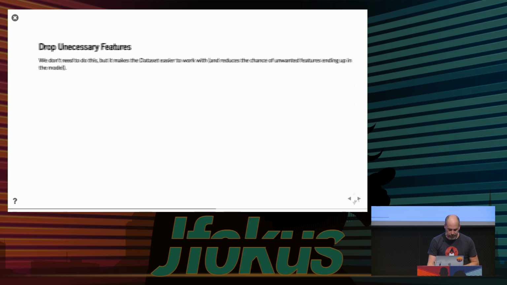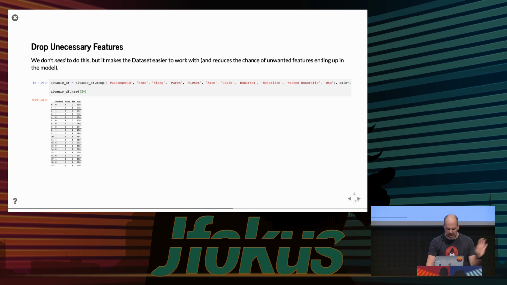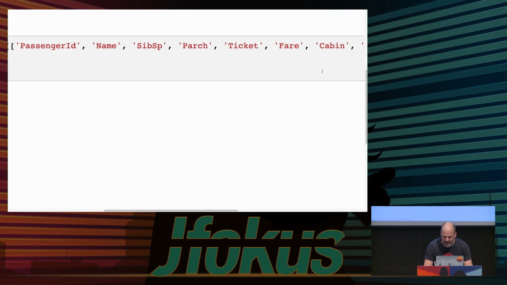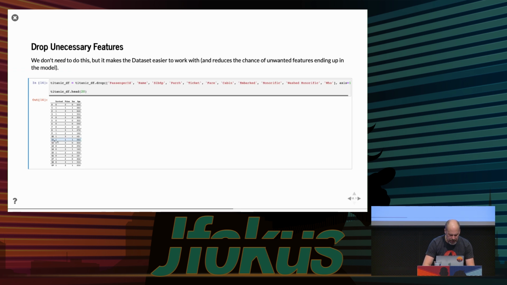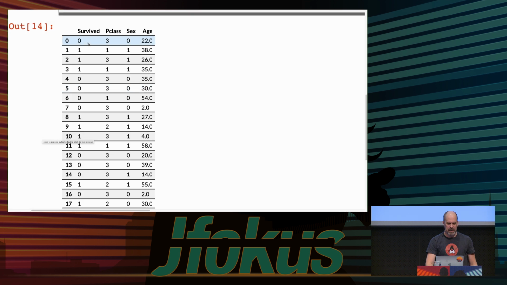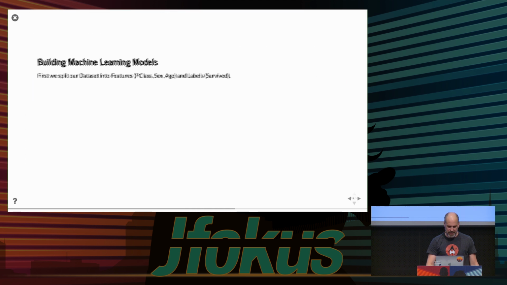So I'm going to carry on and make my decision tree. Get rid of all the features I don't need. I don't want them in my model. So all the stuff like name, ticket, fare, cabin, that's all going. I just want the simple stuff. And I end up with whether they survived or not, the class, the sex, and the age. So now I'm ready to build my machine learning model.